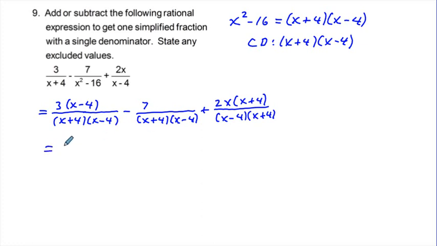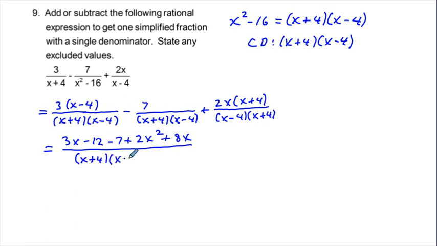So what we have here is I'm going to distribute here 3x minus 12. Then we have minus 7. And then we have 2x times x, it's going to be 2x squared. And 2x times 4 is going to be plus 8x. And that's going to be all over our common denominator. And I'm just going to leave this in the factored form of quantity x plus 4 times quantity x minus 4.